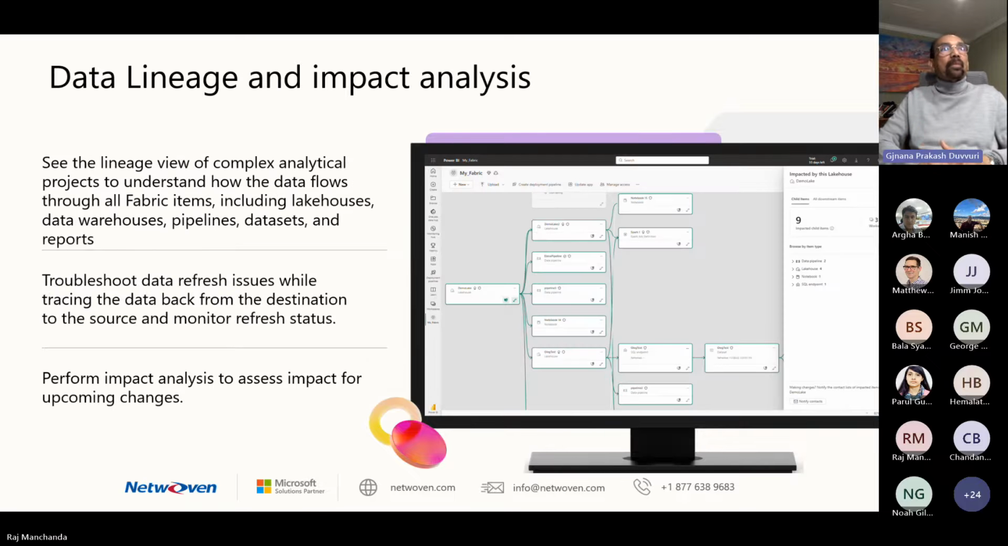Next slide, please. Data lineage and impact analysis, as I discussed, end to end. Perform impact analysis to assess the impact of upcoming changes, where any failures are, what the problems are, what the refresh status is, and how our data pipelines, data warehouses, datasets, and reports are functioning, who the people are, where data is going, what the lineage is. Absolutely, in end-to-end analysis, we can do that. Next slide, please.